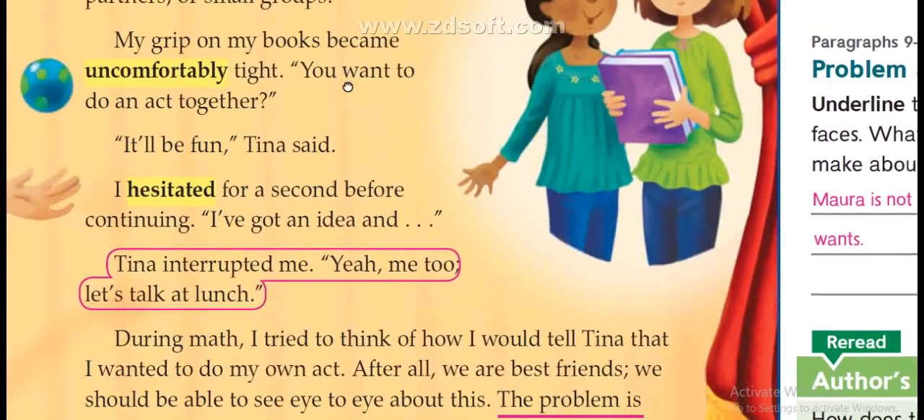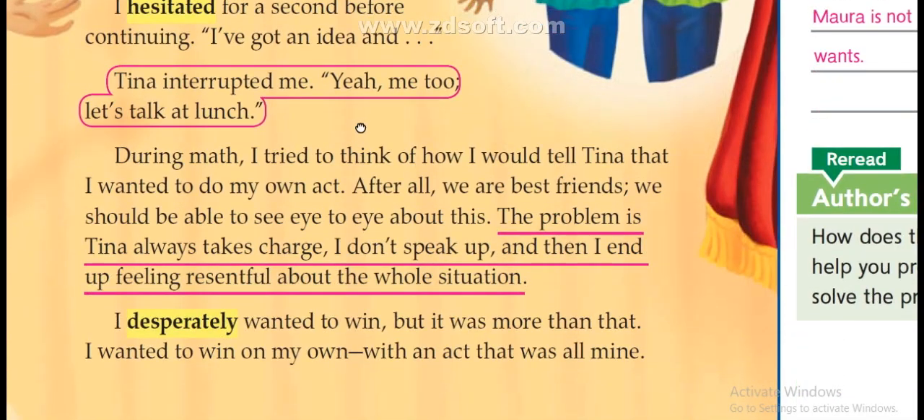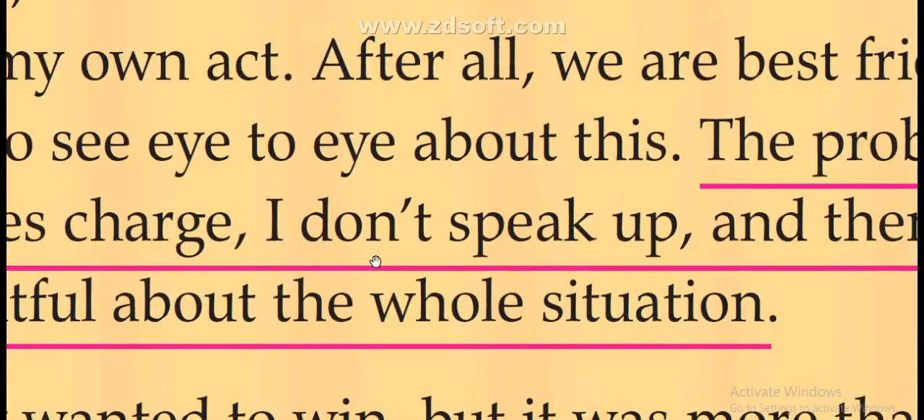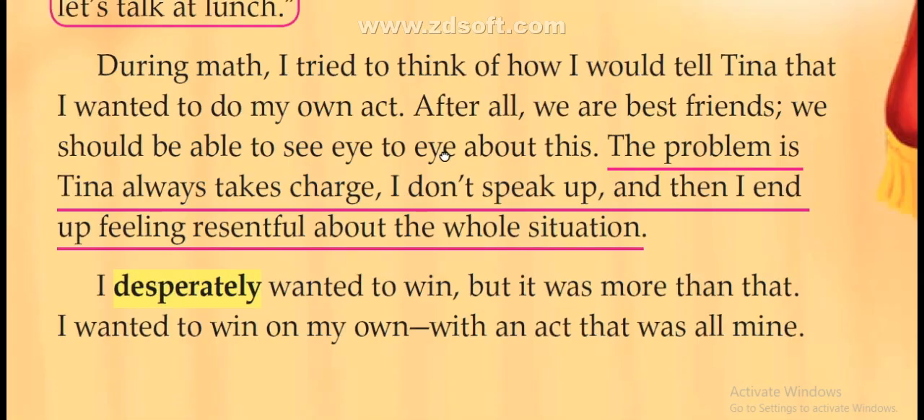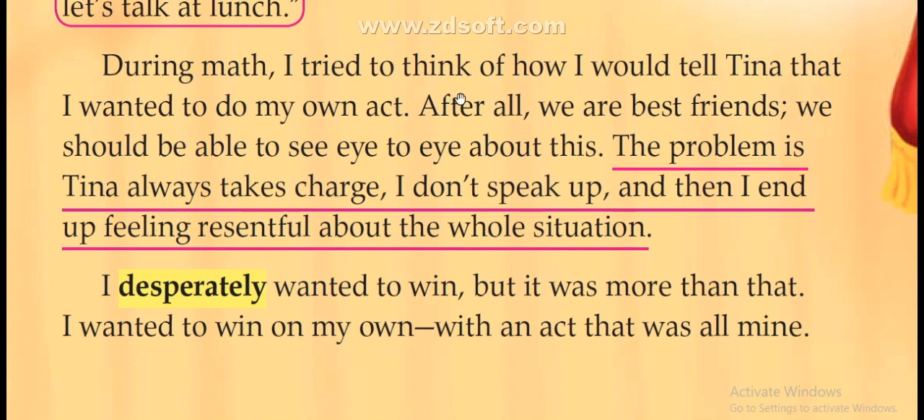Okay, so please underline this sentence. The problem is Tina always takes charge. I don't speak up, and then I end up feeling resentful about the whole situation. Underline this sentence because in this sentence we knew that Mora has a problem, and her problem is that Tina always takes charge.